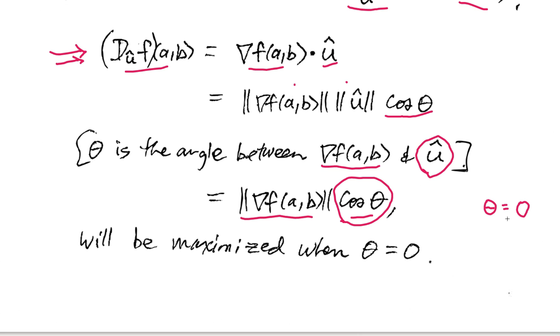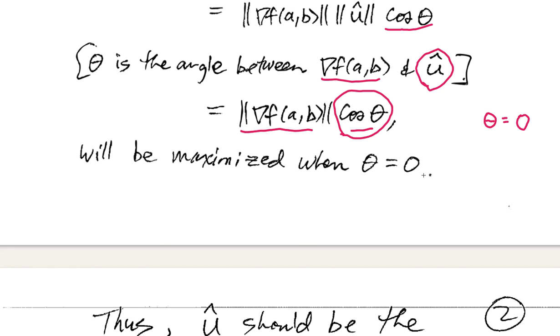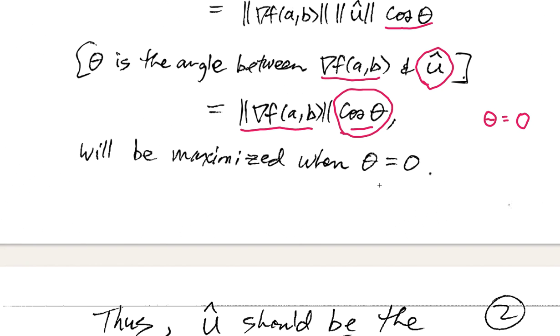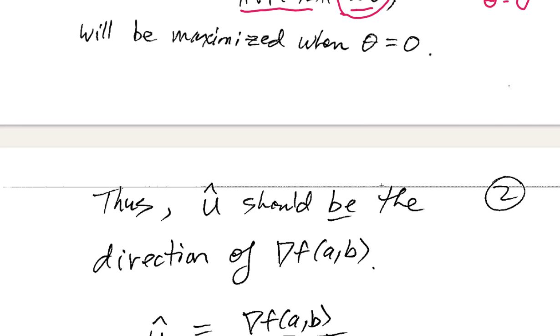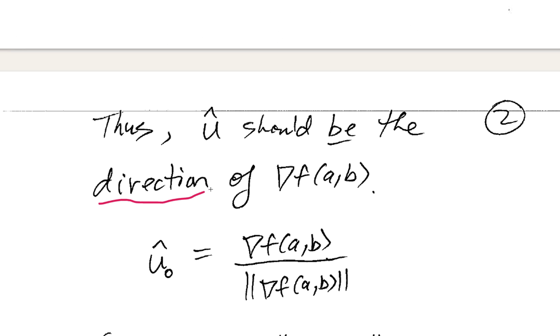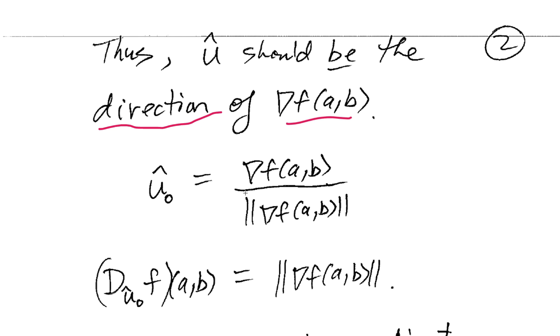0. Okay? So that means if the angle theta between the gradient and u hat is 0, then the direction I should move is the direction of the gradient. Thus, u hat should be the direction of the gradient. So I'm going to call that u hat sub 0 here. That's the gradient divided by its own magnitude. That would be the direction that you would want to move. So I would just say that is the direction of the gradient. Okay, that's the easiest way to say it.